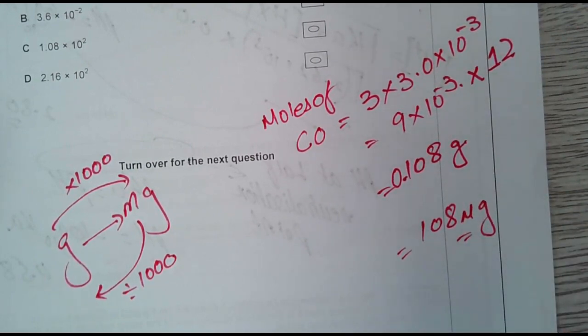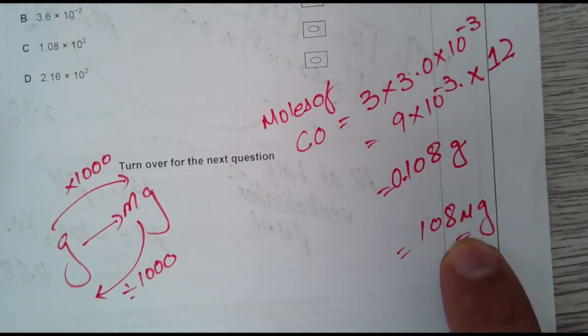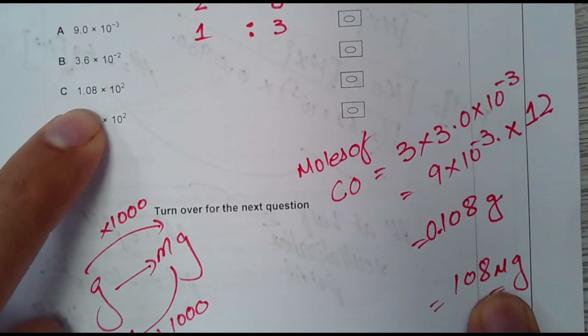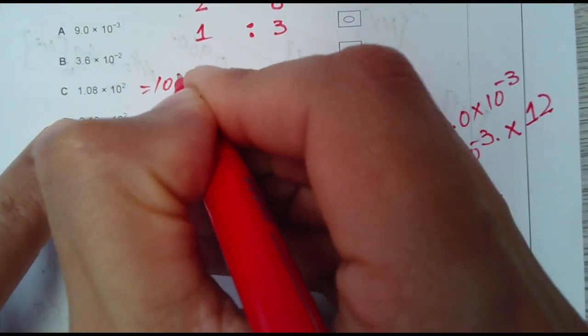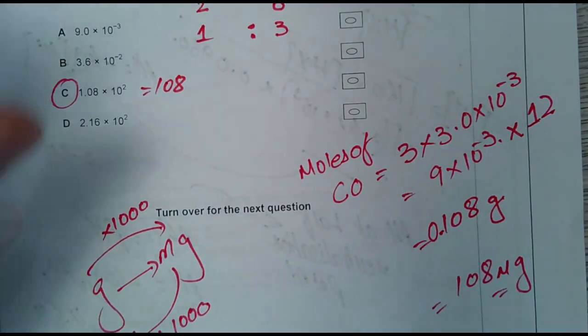So the answer will be 108. Which one is the same? If you look at them two, if you multiply it by 10 to the power of 2, they both are the same answer. This is the same as 108. So the answer is C. Now go ahead and read.